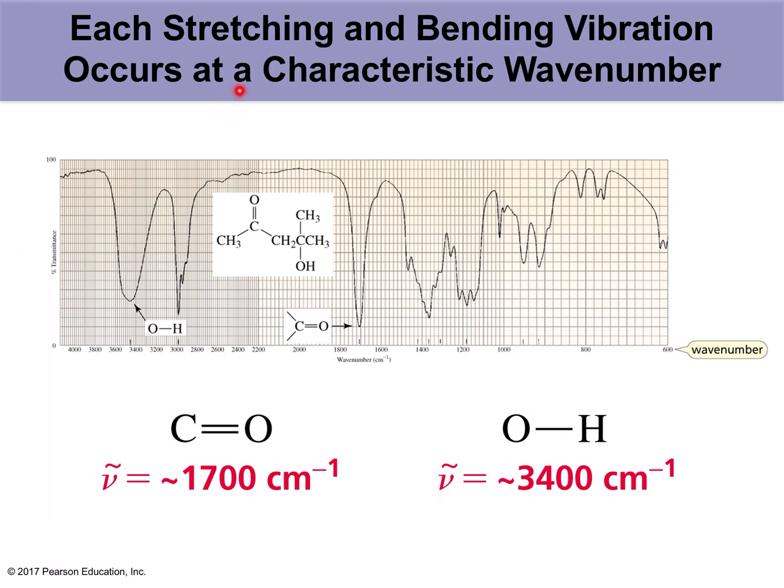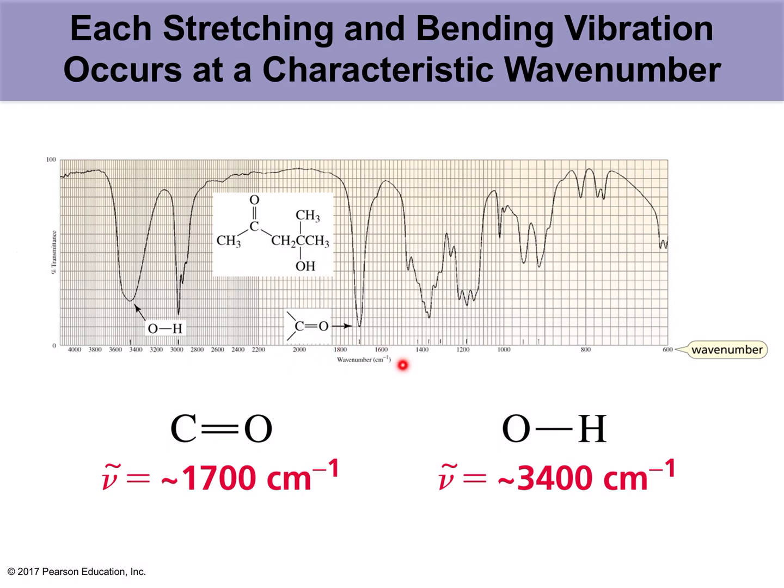Now each of these stretching and bending vibrations occurs at a characteristic wave number. Okay, so carbon oxygen stretching. Since it's inverse, 1 over lambda, we call it nu bar, which is the wave number, that appears at 1700. Carbon oxygen bond stretching frequency appears at 1700 per centimeter. So this is how the IR spectrum looks like.